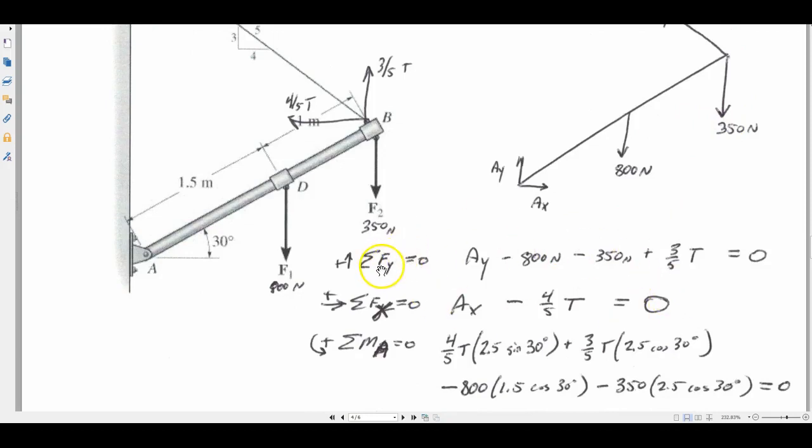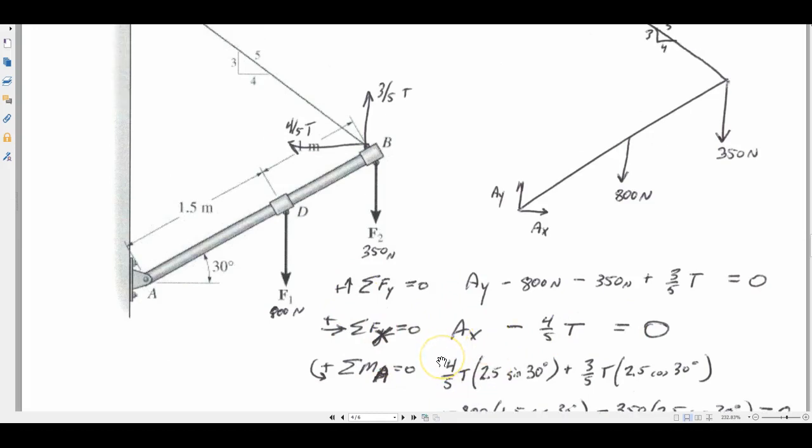Then all you have to do is write some forces in the Y, some forces in the X, and some moments. Now you can pick any point you want to sum moments about.